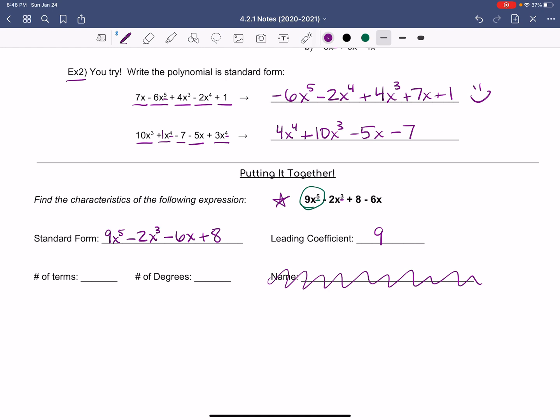All right, number of terms, let's count them. 1, 2, 3, 4. 4 things separated by a plus or a minus. And then our degree is the highest exponent. So here, our highest exponent, 5. And you're done. Yay! All right, so those are all of our characteristics of polynomials.